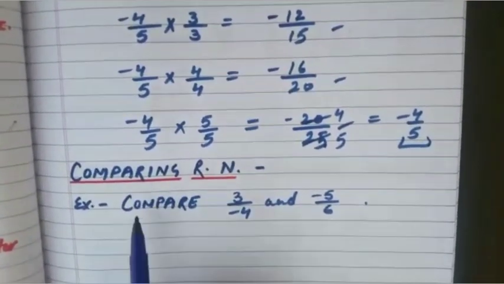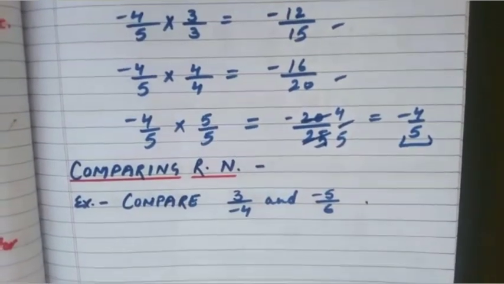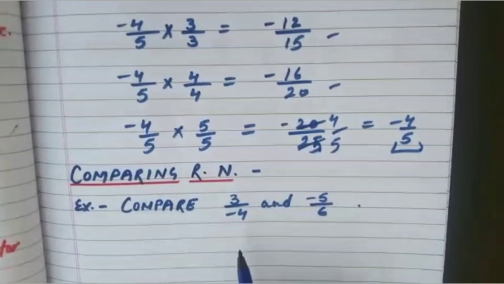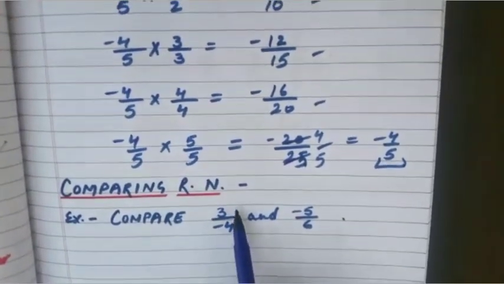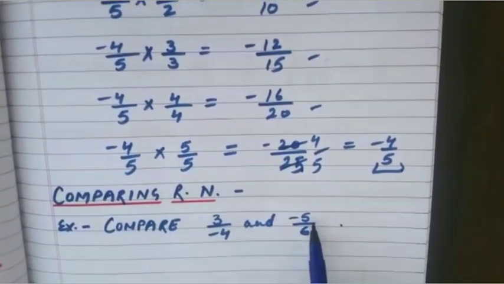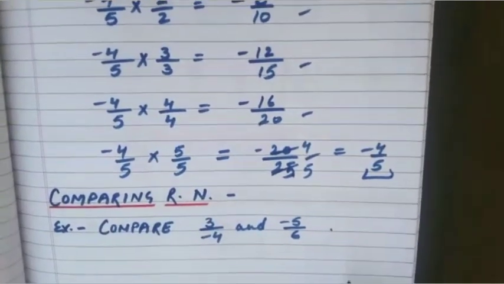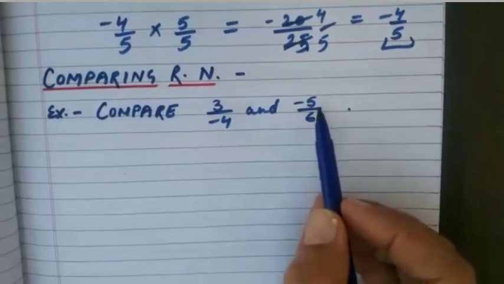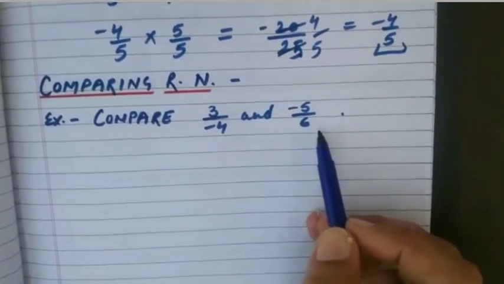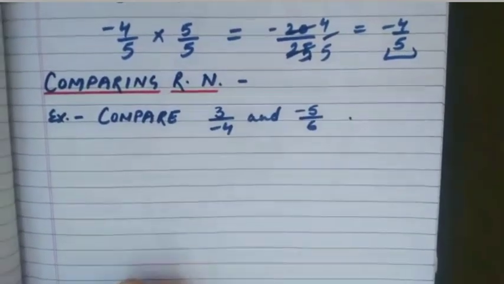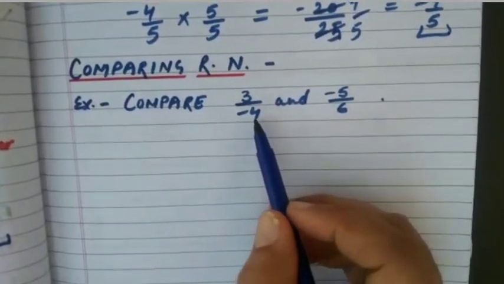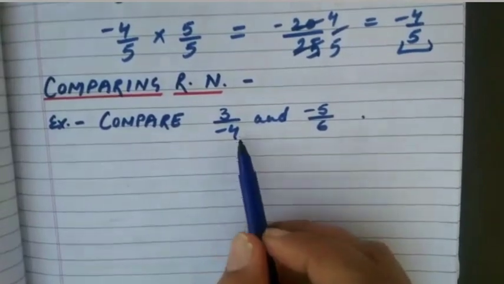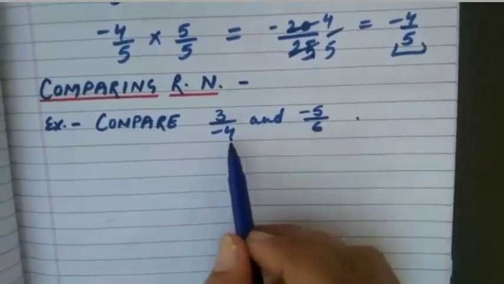Children, next I'll tell you how to compare two rational numbers. So comparing rational numbers, I have taken one example here, 3 upon minus 4 and minus 5 upon 6. These are random examples. So here, 3 upon minus 4 and minus 5 upon 6. So let's start this. First of all, we will convert them into the same denominators.